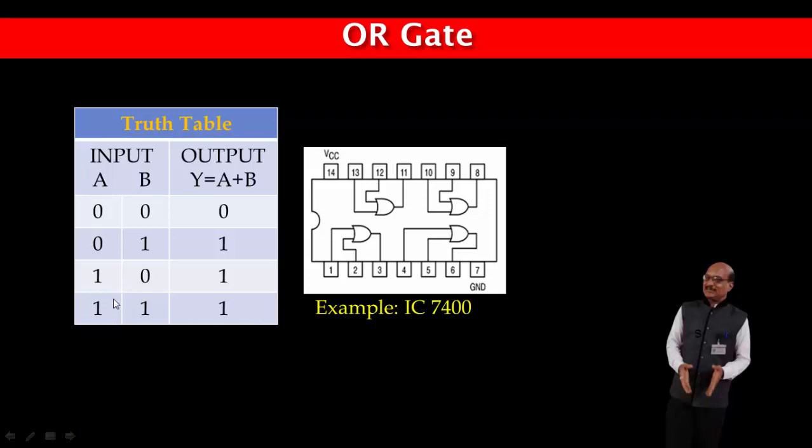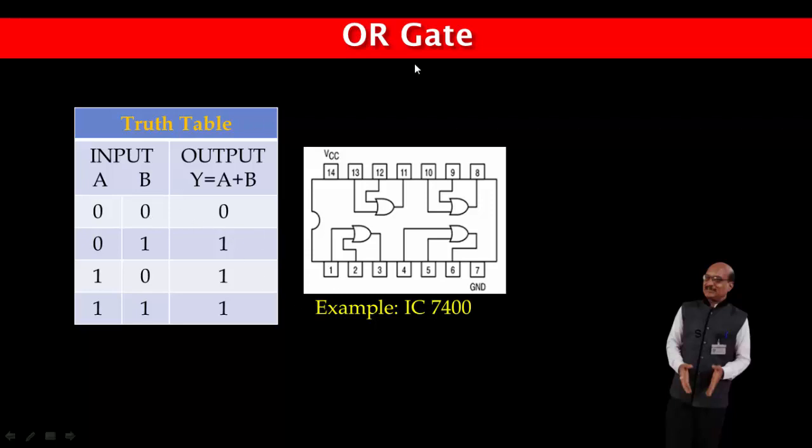Meaning, if input A is high and input B is high, the output is also high. So, here we see from this truth table that the output of the OR gate is low when both the inputs are low. If any one of the inputs becomes high or both the inputs are high, the output is high. So, this is the unique row that defines the OR operation. The output is low when both the inputs are low.